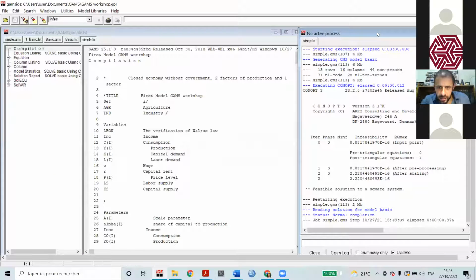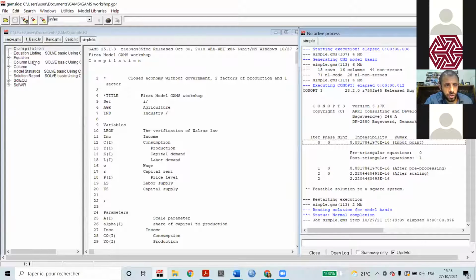So as you can see, we get an infeasibility of -16, which is fine, because this means that our infeasibility is 10 to the power -16. So we have 16 zeros and then 8, and that's perfect. And then when the model converges, we converge to 2.2 -16, which is still fine, after 2 iterations. Then we have a feasible solution to a square system. Great. We move to the listing, exactly.